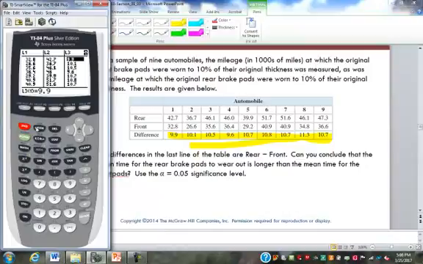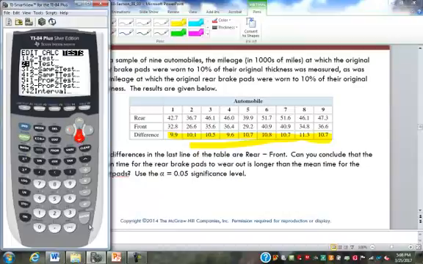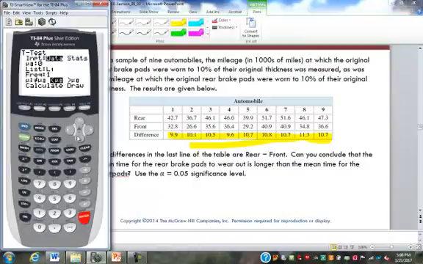So I'm going to exit out of here, and the test I would perform is Stat, Test, and this is just going to be a regular t-test. Instead of stats, I'm going to use data because I have the data listed in there. My hypothesized difference is 0. List 3 is where the differences are, so I'm going to put list 3 in there. Frequency is always 1. My alternative here is greater than 0. So I'm going to calculate. And there we go, it gives me the test.